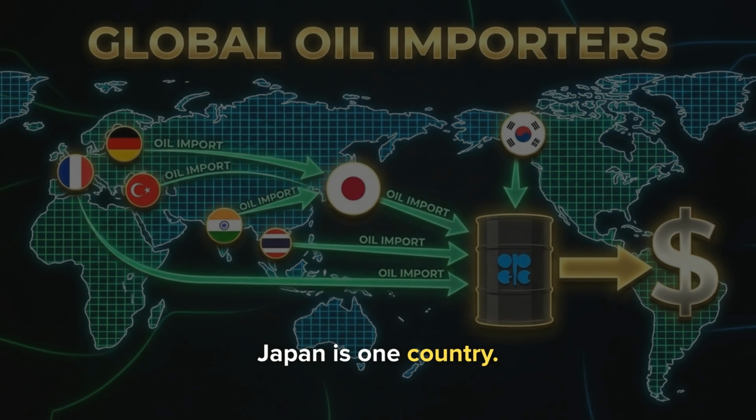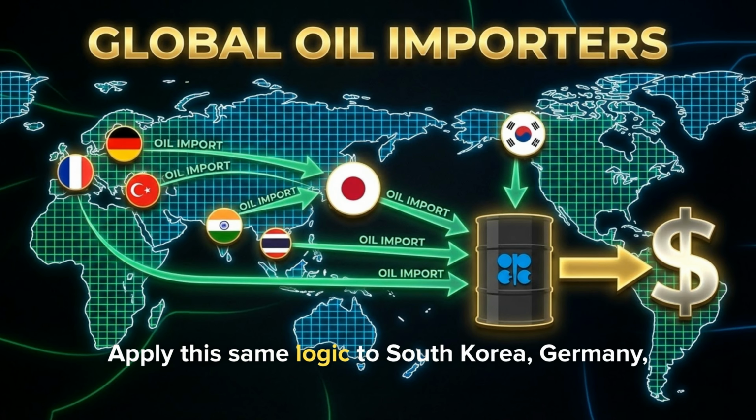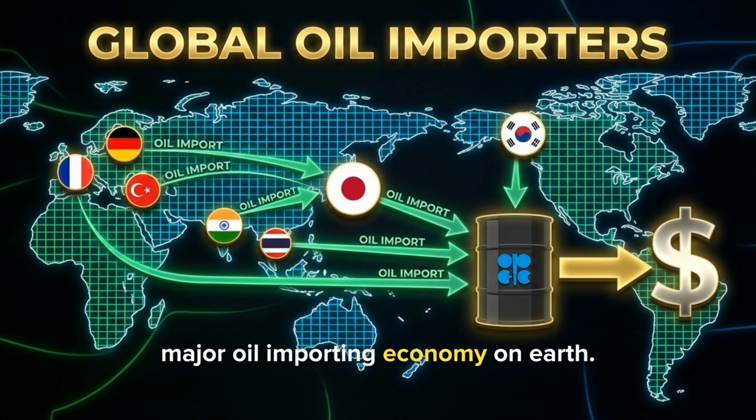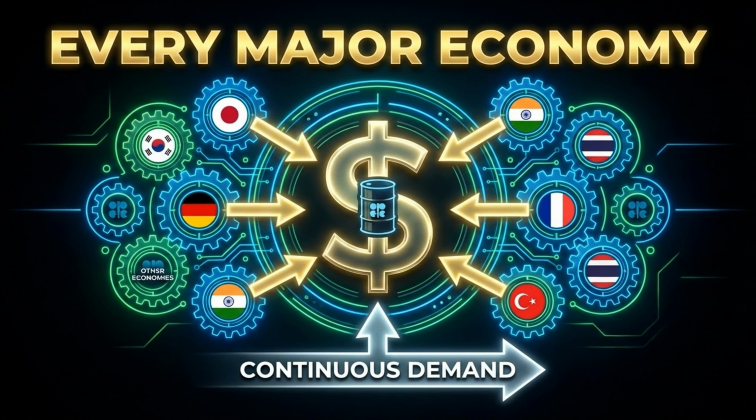Japan is one country. Apply this same logic to South Korea, Germany, India, France, Turkey, Thailand, and every other major oil importing economy on Earth. Every one of these economies is generating structural, continuous demand for US dollars simply by maintaining their economic operations, because every one of them needs oil, and oil is priced in dollars.